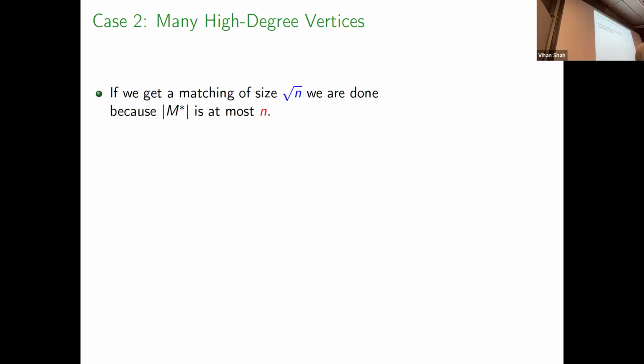Okay, so firstly, if we have a matching of size square root n, we're done. What I mean is, in the sample edges, if I see a matching of size square root n, I can just say that the answer is square root n and I'm done, because the optimal matching cannot have size more than n. And so square root n is always a good approximation. So if I reach square root n, I'm done. But what happens before I reach square root n? And here I will say I'm going to make a lot of progress.